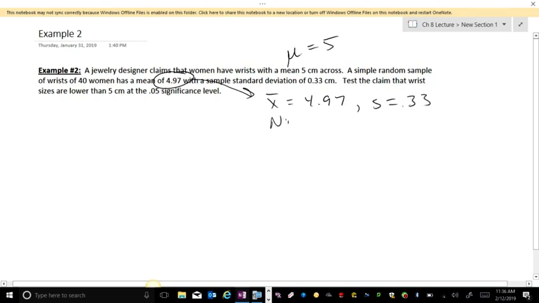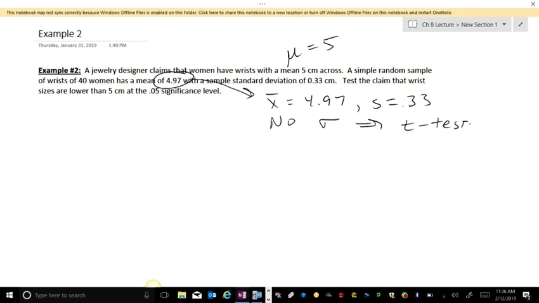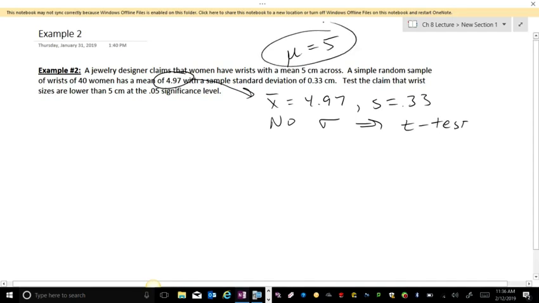Since we do not have a population standard deviation, we only have that sample standard deviation, we want to do a t-test. So with this t-test, we're going to go ahead and put together our hypotheses. Let's keep reading. Test the claim that the wrist sizes are lower than 5 centimeters at the 0.05 significance level. So we're testing that the mean is lower than 5 centimeters. That is going to become our alternative hypothesis.